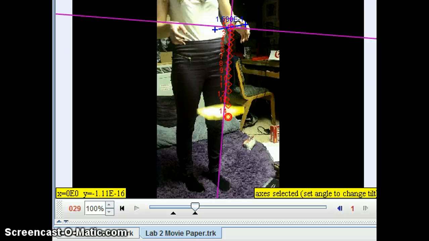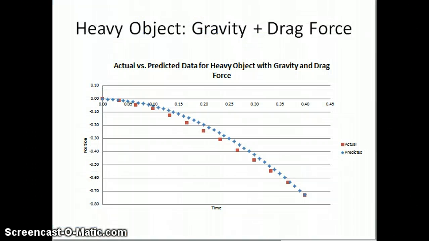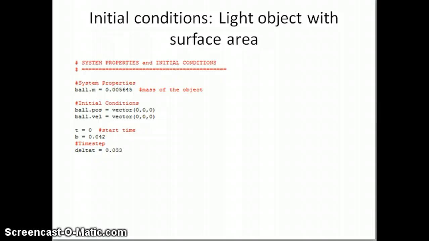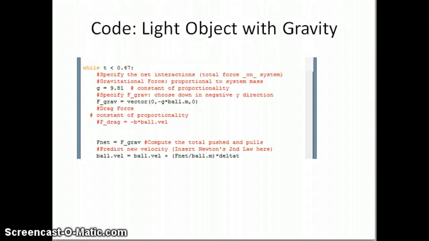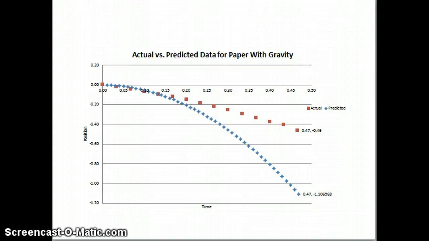Next, I created a computational model in Tracker with my initial conditions exactly as with the previous object. However, the mass was much smaller. It was 0.005645 kilograms. For the force, the initial computational model only deals with gravitational force, so it is the same as with the previous object as well. However, in this case, the final time is 0.47 because the object fell for a longer period of time. As you can see with the predicted motion with just gravity, right here, it is a terrible representation of the actual data. Next, I took into account the drag force and added it to my computational model.